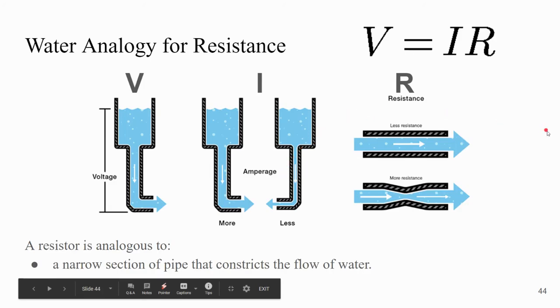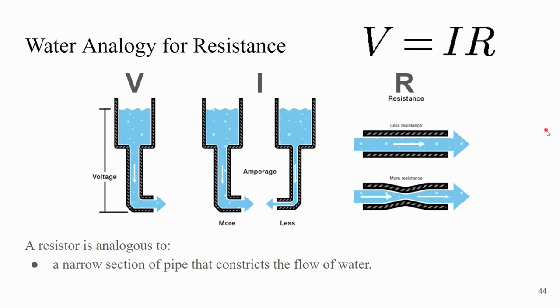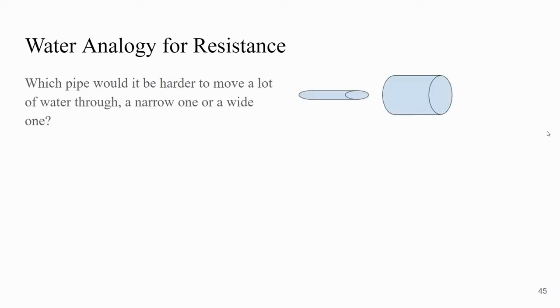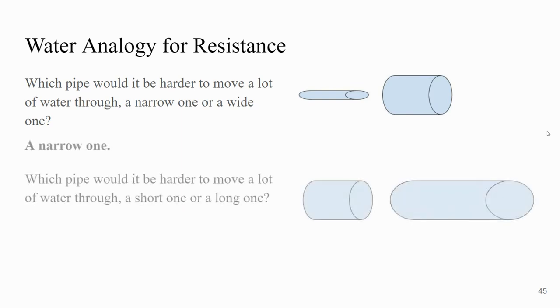So remember, we have a water analogy for resistance. Resistance is like a narrow section of the pipe that makes it harder for water to flow through. So if you had 2 pipes, which pipe would it be harder for the water to flow through? The narrow one or the wide one? It would be the narrow one. The narrow one is harder for water to flow through.